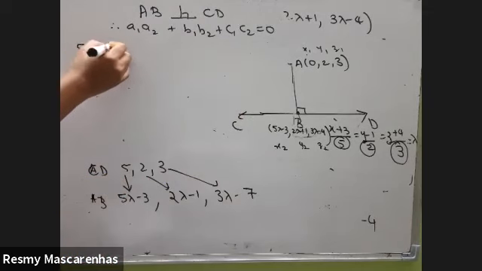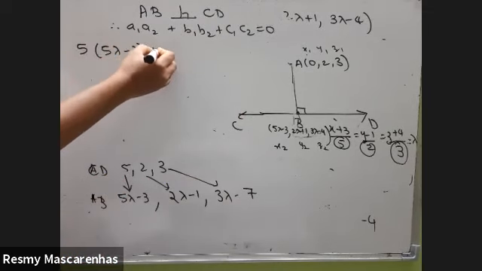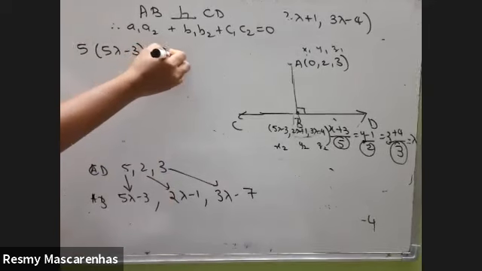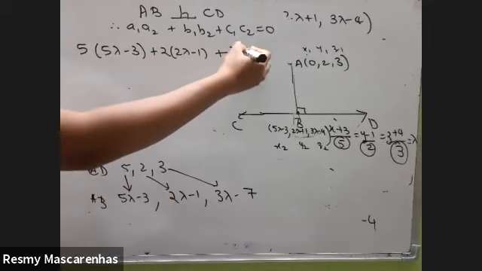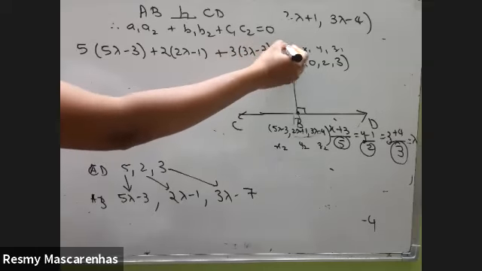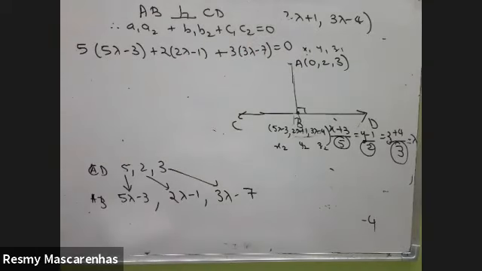Therefore, 5 into, 2 into 2 lambda minus 1 plus 3 into 3 lambda minus 7 equal to 0. Now open up the bracket and solve. We'll get the value of lambda.